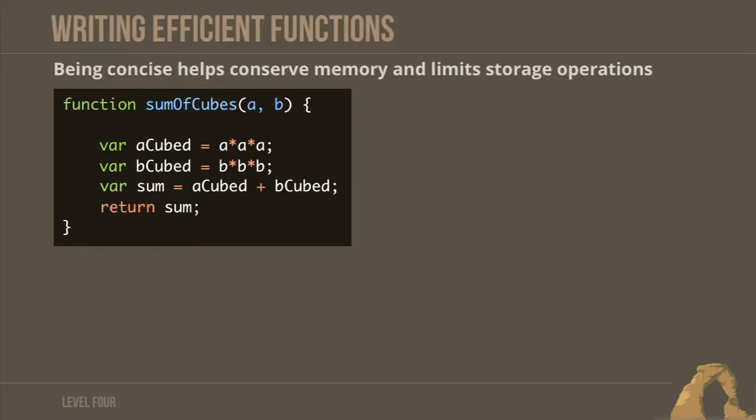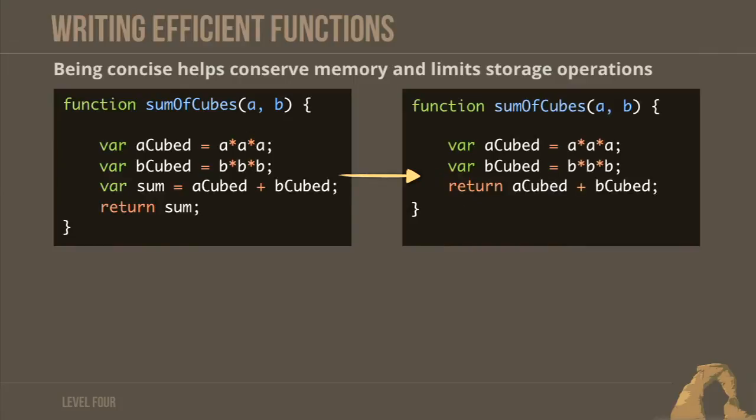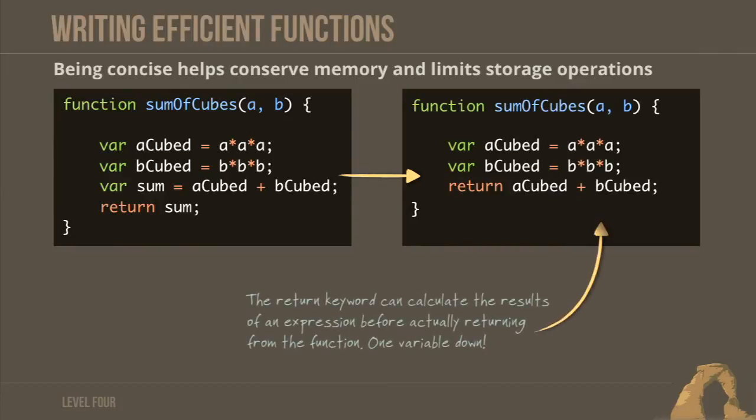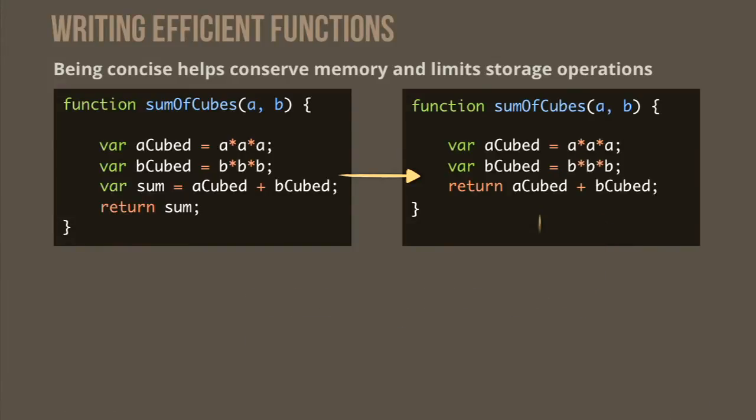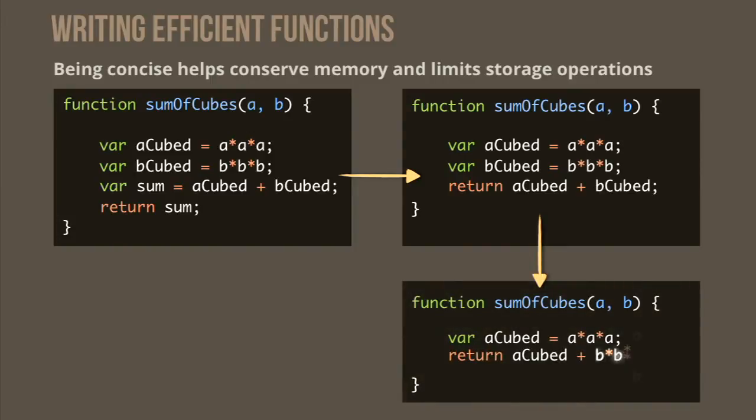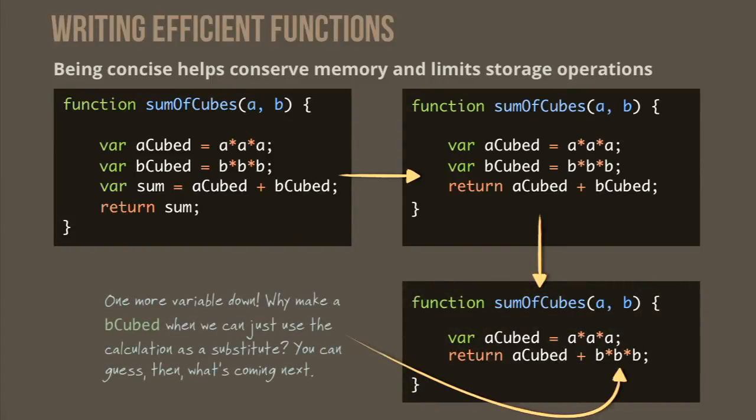Well, first of all, we've made a sum variable that's a cubed plus b cubed. Why don't we just return a cubed plus b cubed? The return keyword will evaluate that expression and return it. Now we don't need a sum variable anymore. Well, if that's true, we don't need a b cubed variable. We can just put b times b times b in place of b cubed. And you can probably see where that's going.